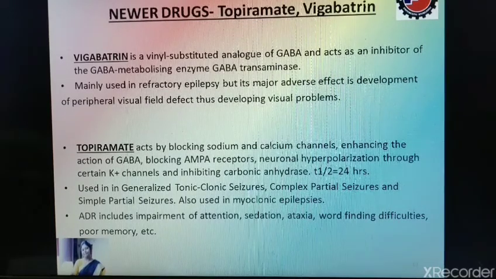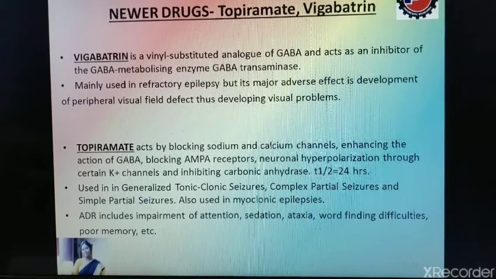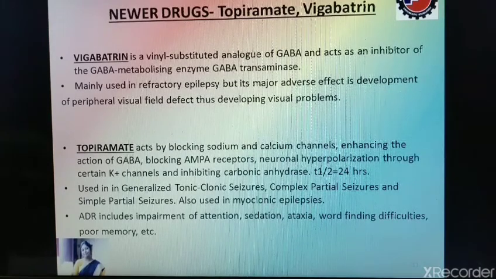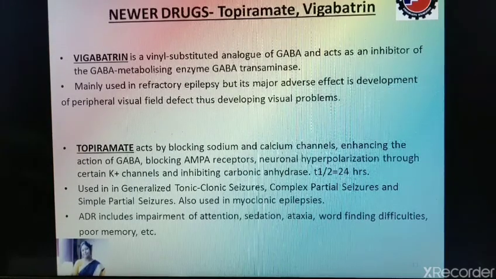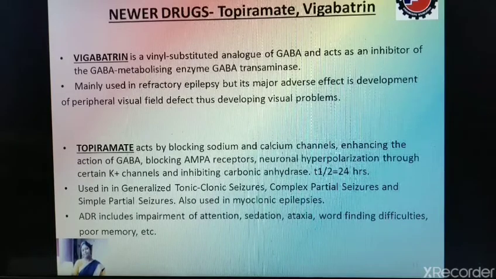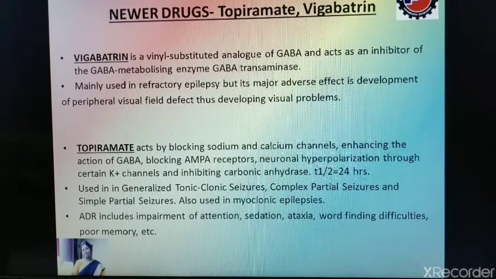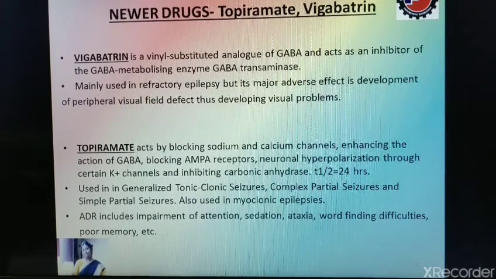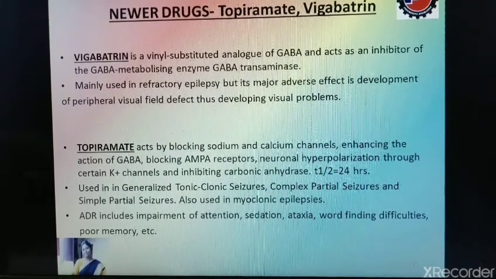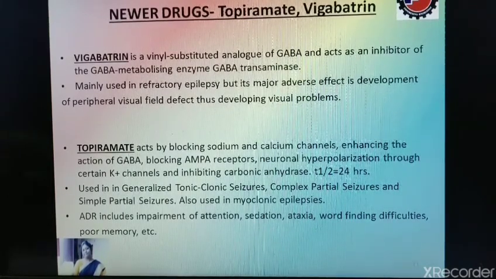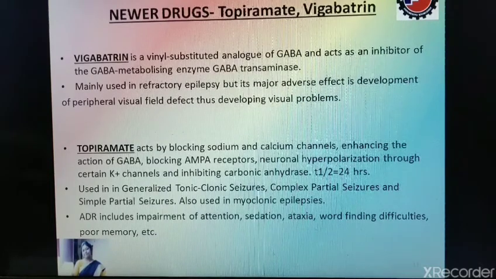The next newer drug is topiramate. Topiramate has been seen to act by blocking sodium as well as calcium channels, that is the excitatory ion channels, by enhancing the action of GABA, that is enhancing the influx of chloride ions, by blocking the excitatory AMPA receptors, that is glutamate AMPA receptors, the neuronal hyperpolarization through certain potassium channels, and they also inhibit carbonic anhydrase.